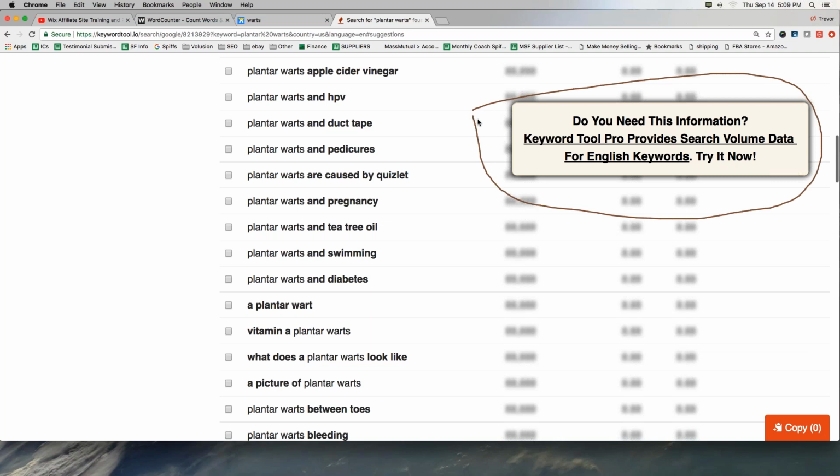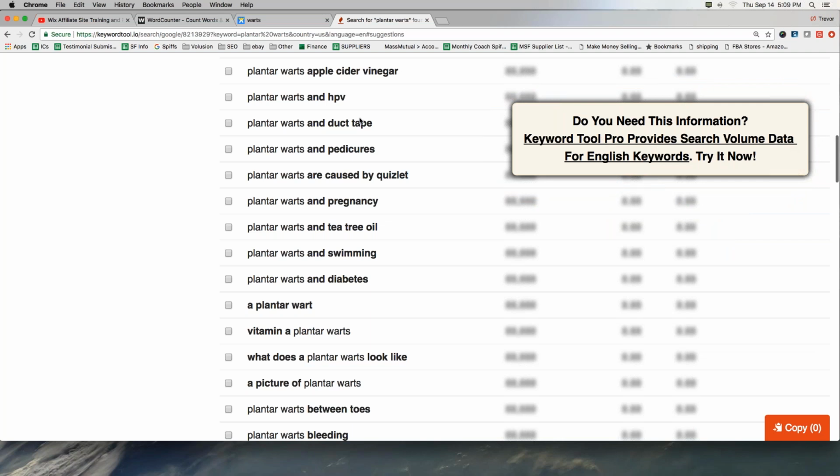It says, do you need this information? Keyword Tool Pro provides search volume data for English keywords. Try it now. We do not need this for what we're trying to do here. So don't worry about signing up for that or creating a membership or whatever.